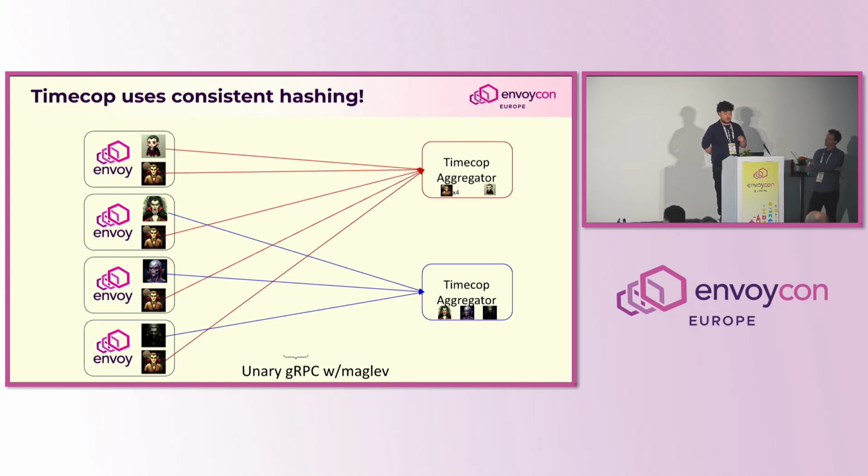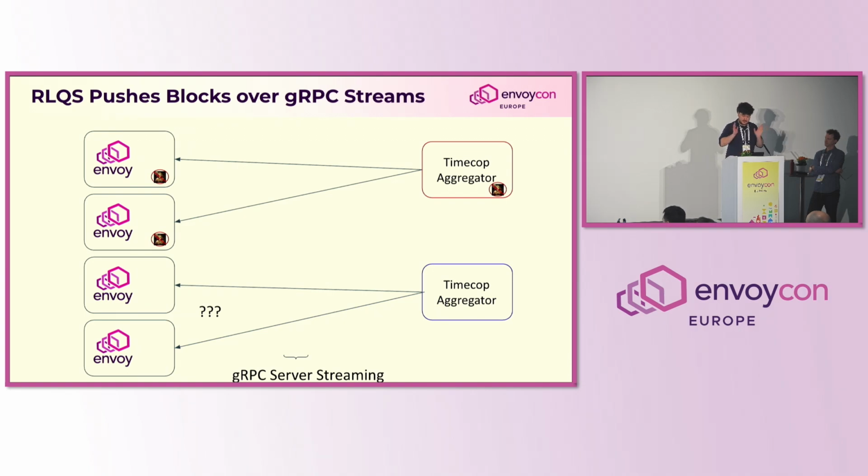We can now also be sure that the counts for a given bucket are in memory on a particular aggregator. That means we can make local decisions on each aggregator and no longer have to shuffle data around at all. Similar to RLQS, Timecop uses gRPC streams between the filter and the aggregator to receive blocking actions, which is to say, please block this bucket, it's made too many requests.